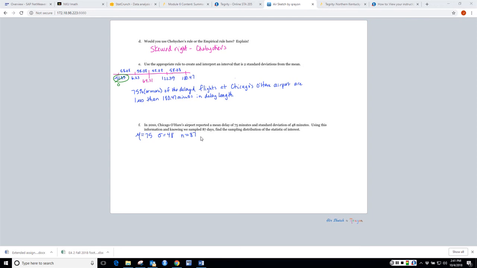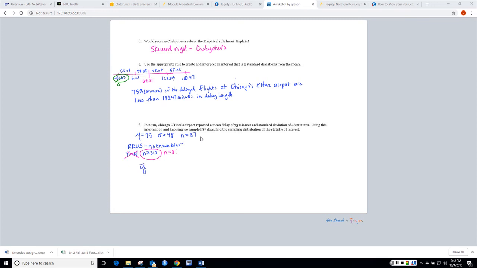So first, if I check my conditions here, I don't really have any bias in my sample. And then we either need to know the population was normal. We know that's not the case because our graph looked nowhere near normal. Or we needed to have a sample of at least 30. That we do, because we have 87 flights that we sampled. So our conditions are met.